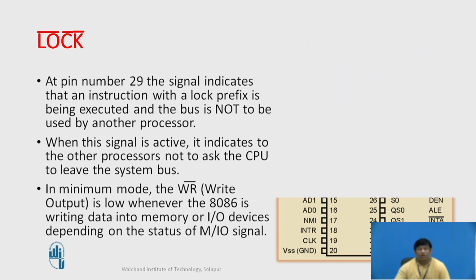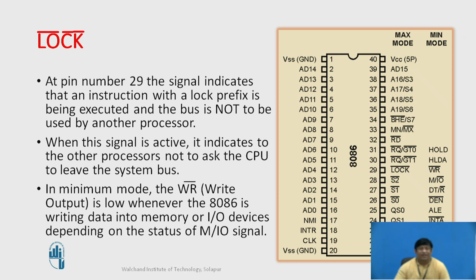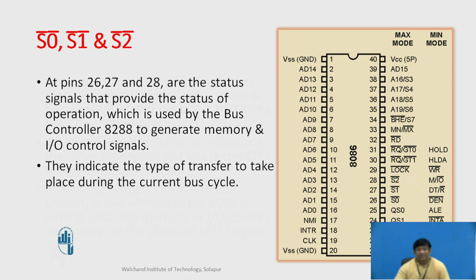Then LOCK. At pin number 29, the signal indicates that an instruction with a lock prefix is being executed and the bus is not to be used by other processors. When this signal is active, it indicates to the other processor not to ask the CPU to leave the system bus. In minimum mode, WR bar, that is write output, is low whether the 8086 is writing data into memory or IO devices, depending on the status of the memory or input output signal.